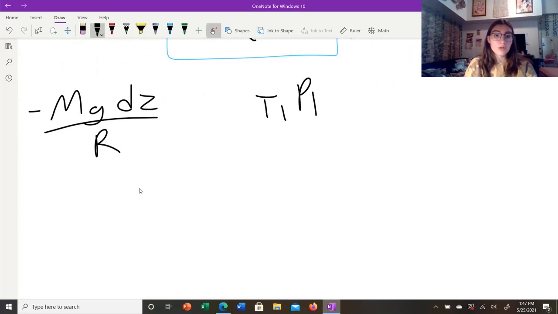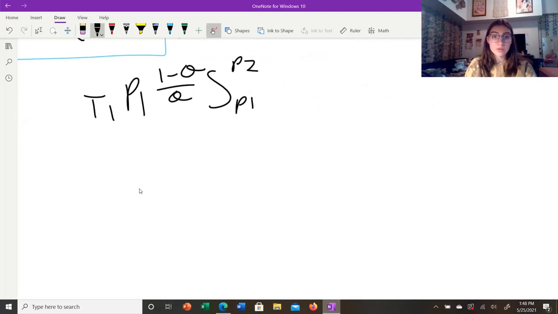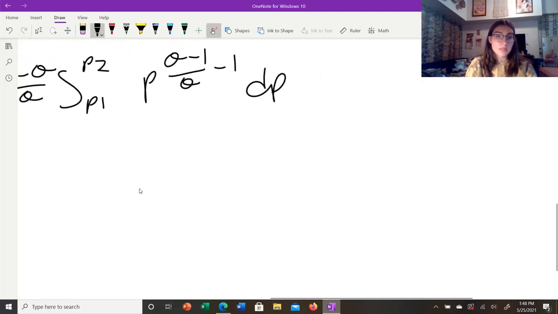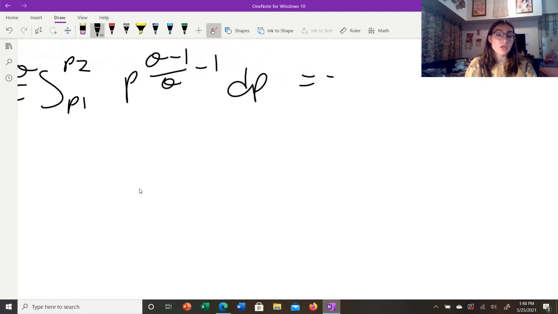So now we're going to go through and take out all of our constants. T1 will be constant, P1 to the (1 minus gamma) over gamma would be constant, and we're going to keep our integral the same. So the integral from P1 to P2 of P to the (gamma minus 1) over gamma minus 1, because we got rid of some of the stuff in there, dP. So that's what we got.